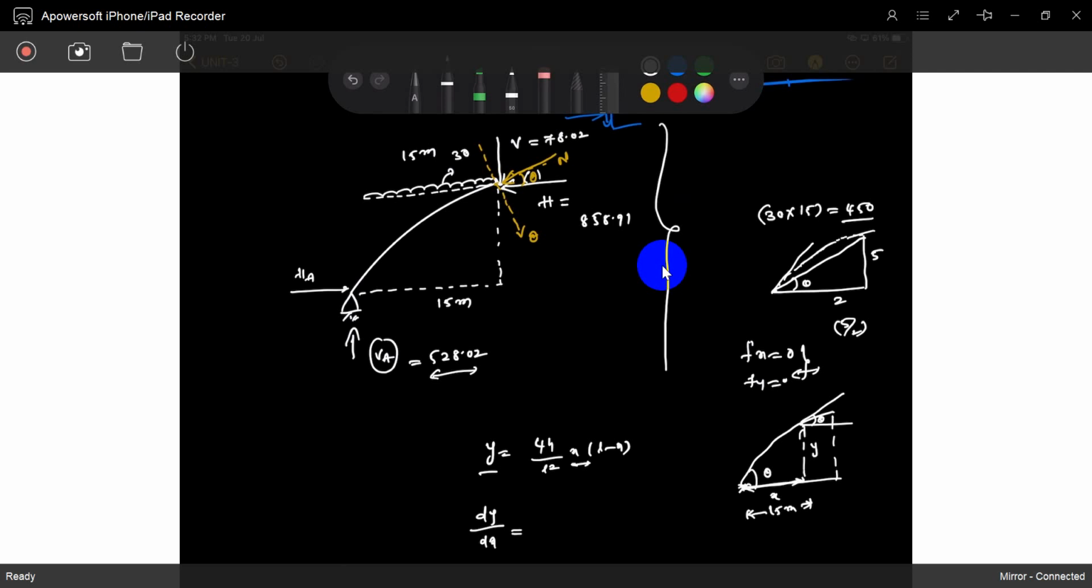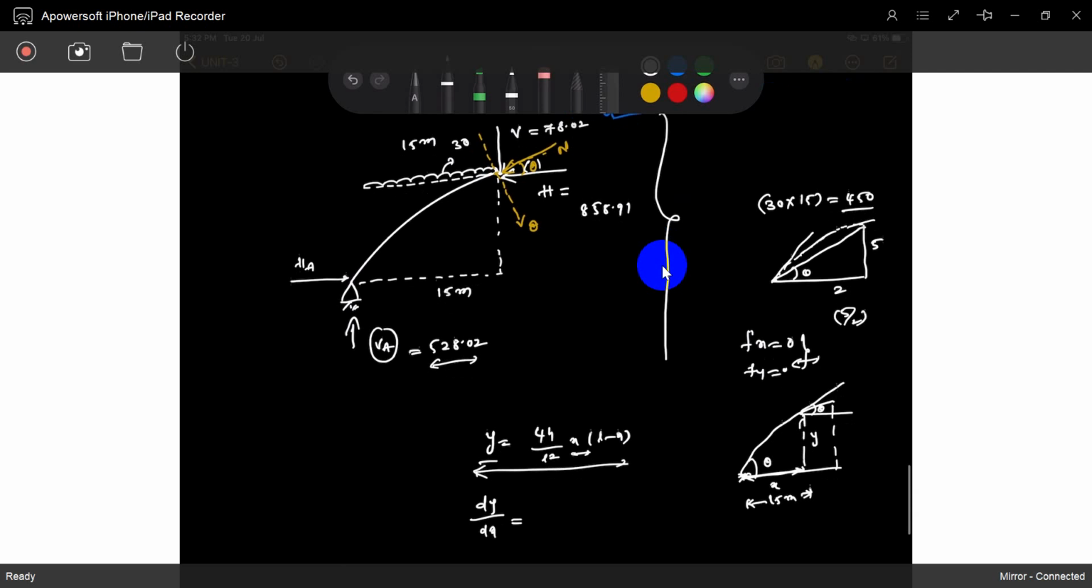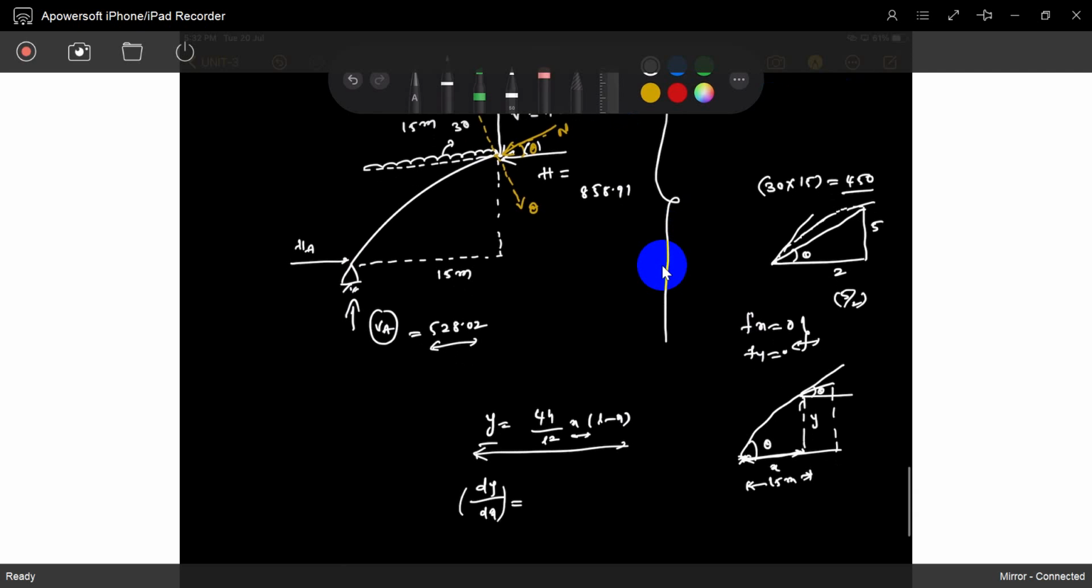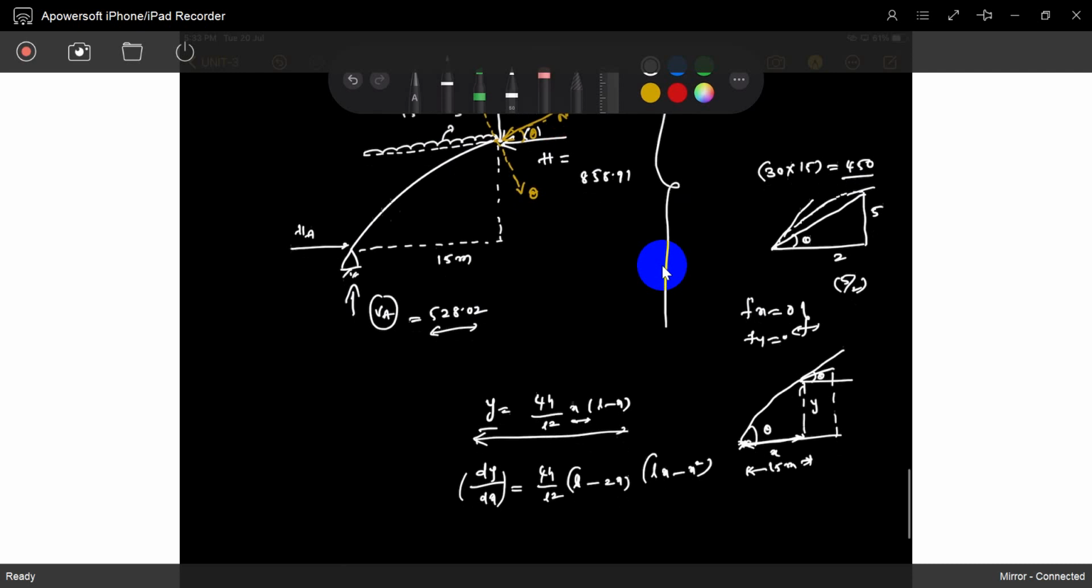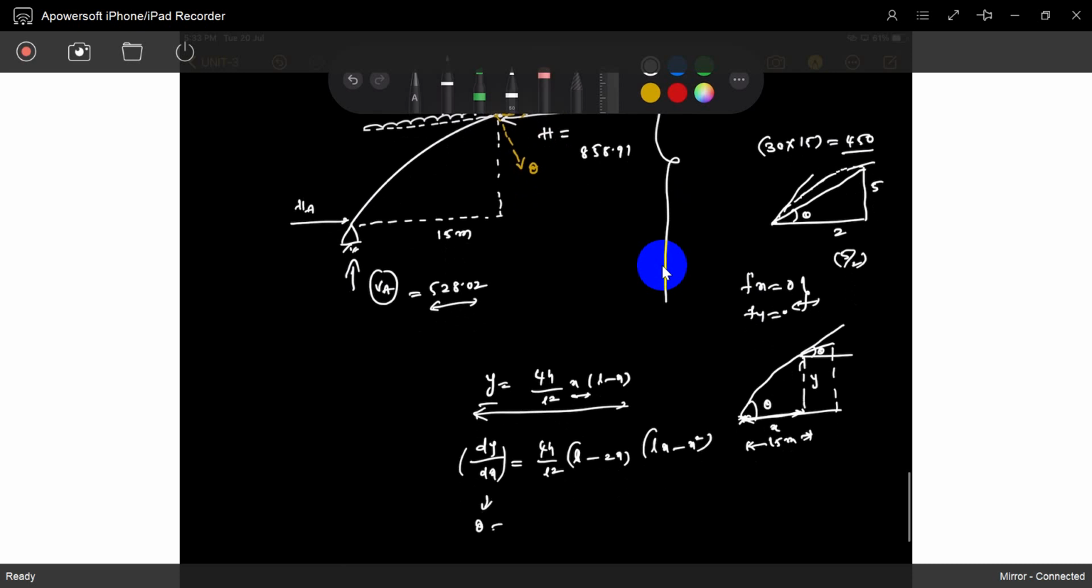We know the equation, so we will differentiate at that location. If we differentiate, 4h by L square is constant, with respect to x. For Lx minus x square, differentiation will give L minus 2x. Understood? This is theta.